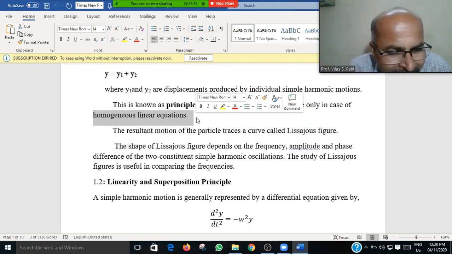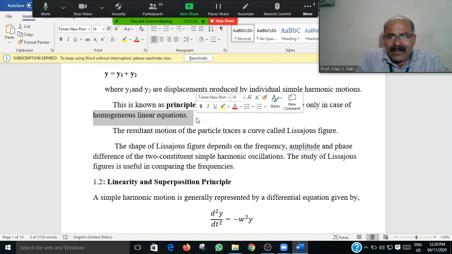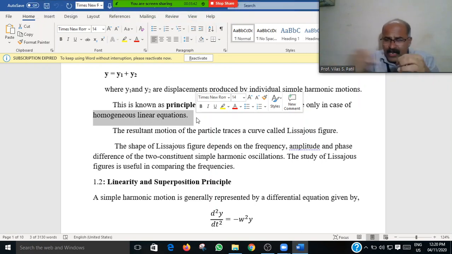The resultant motion of the oscillatory body about the mean position is not a straight line. It will be a curve, and that curved path is known as a Lissajous figure. The Lissajous figure is the path of the motion of the oscillatory body in SHM, and that path is not a straight line in case of a homogeneous linear equation, friends. That curved path is known as a Lissajous figure.